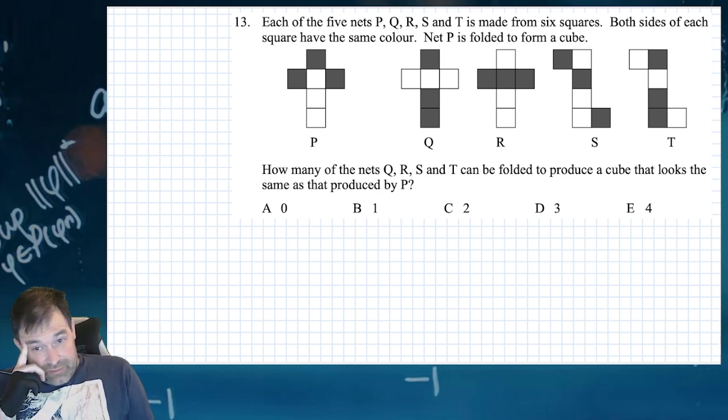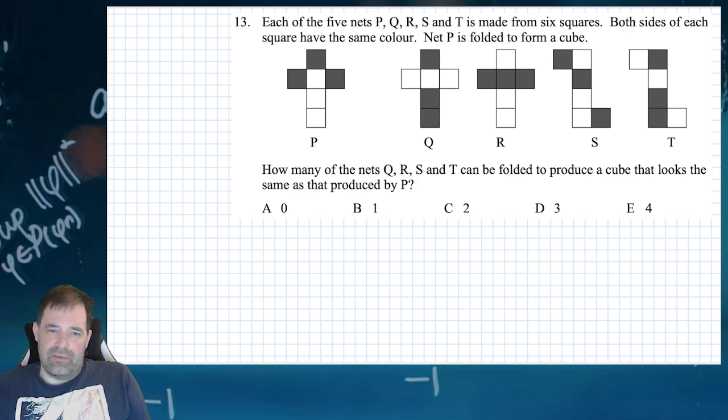Each of the 5 nets is made from 6 squares. Both sides of each square have the same colour. Net P is folded to form a cube. How many of the nets Q, R and S can be folded to produce a cube that looks the same as that produced by P? So we're going to get a cube here, and those 3 sides there are going to connect. So we're going to get a cube where you can see 3 adjacent faces that are shaded, and then at the back unshaded.